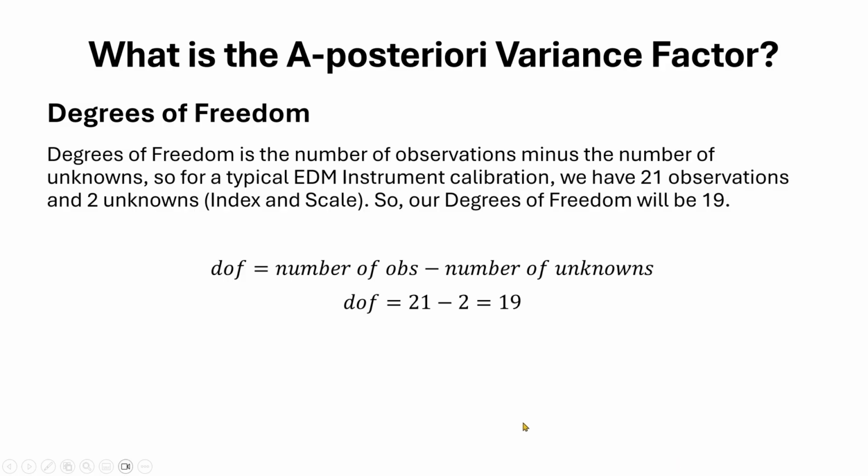Just briefly touch on degrees of freedom. Degrees of freedom is the number of observations minus the number of unknowns. For a typical EDM instrument calibration, we have 21 independent observations and 2 unknowns, index and scale. Number of observations minus number of unknowns: 21 minus 2 is equal to 19.